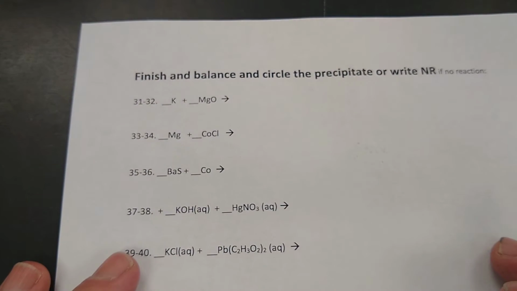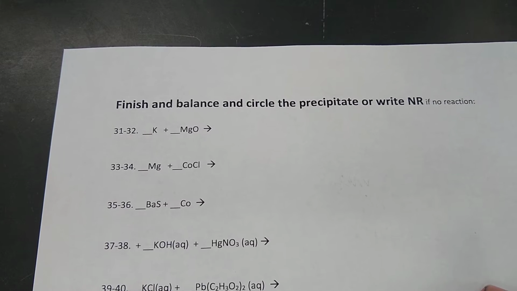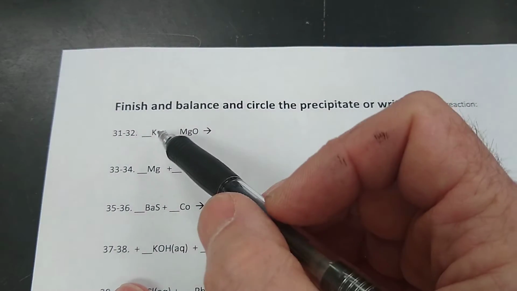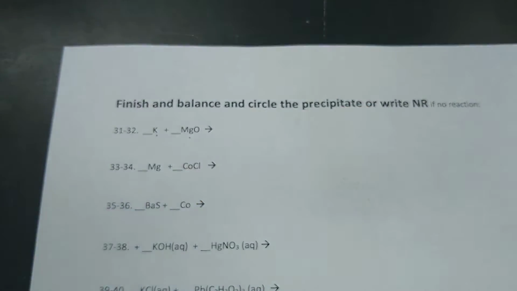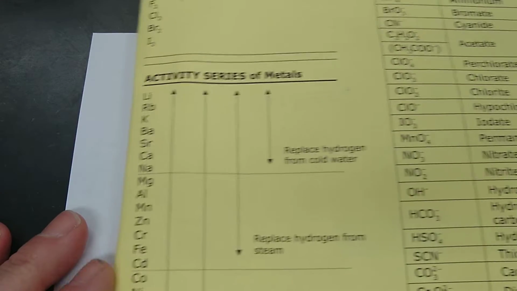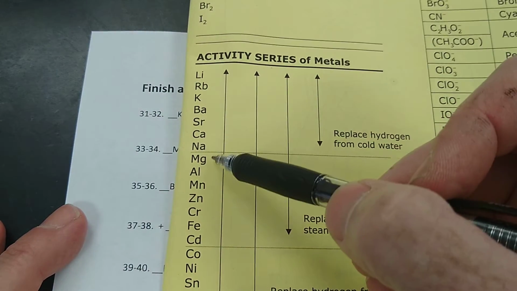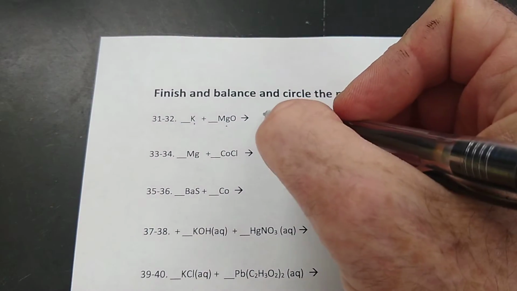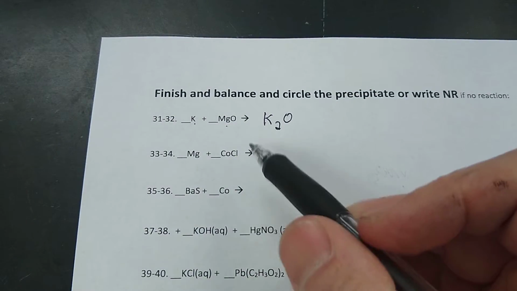On the back of the test, finish and balance and circle the precipitate. All right, no reaction. This is a single replacement. First, we need to see, would potassium replace magnesium? We very simply looked at our list of cool kids here. We say that potassium is higher than magnesium. So yes, now you would have potassium with oxygen, and that formula would be K2O.